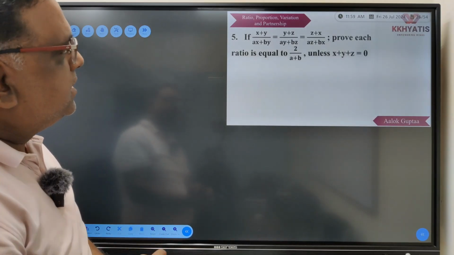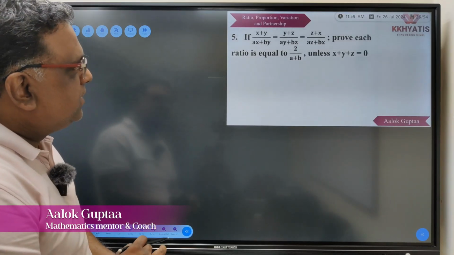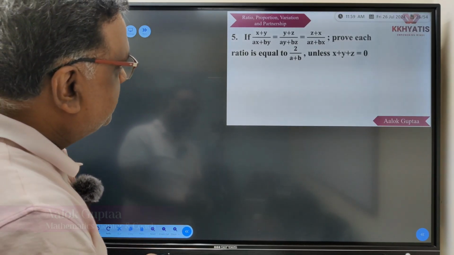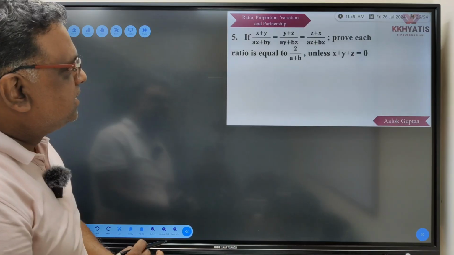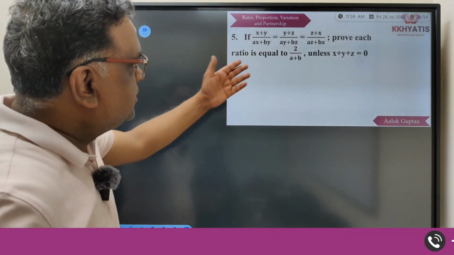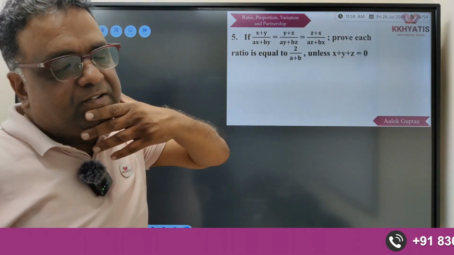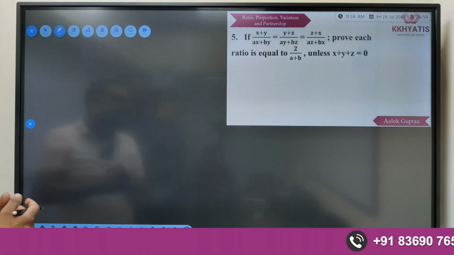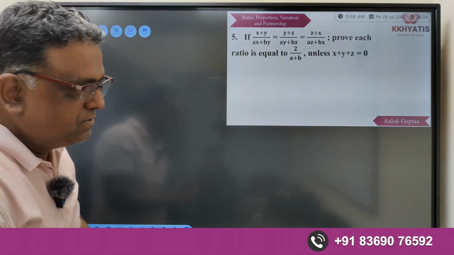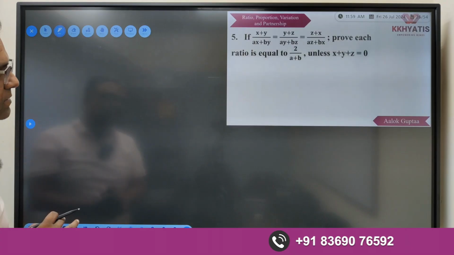If (x + y)/(ax + by) = (y + z)/(ay + bz) = (z + x)/(az + bx), prove that each of these ratios is equal to 2/(a + b), if x + y + z is not 0. Let's try to understand this.